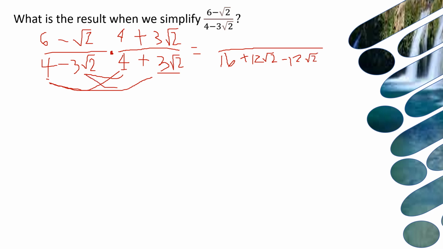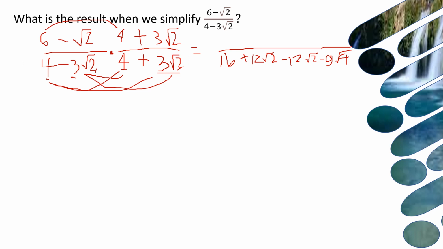And for the last terms, we get negative 3 times 3. The other 3 is negative, so negative 9. Negative 9 and 2 times 2 is the square root of 4. And for the numerator, we have to do the same FOIL method: first, outer, inner, last method.